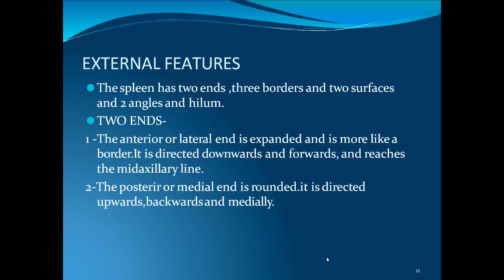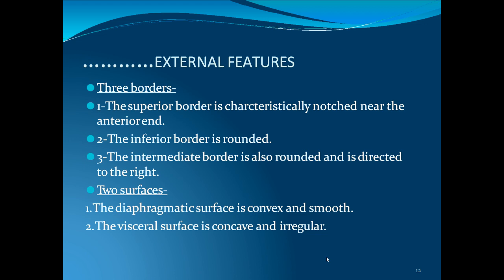External features: the spleen has two ends, three borders, two surfaces, two angles and one hilum. Two ends: the anterior or lateral end is expanded and more like a border. It is directed downwards and forwards and reaches the mid-axillary line. The posterior or medial end is rounded. It is directed upward, backwards, and medially.